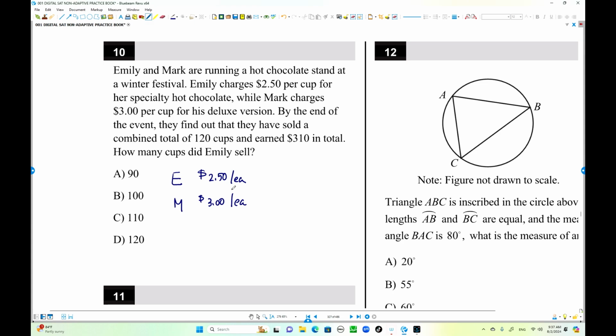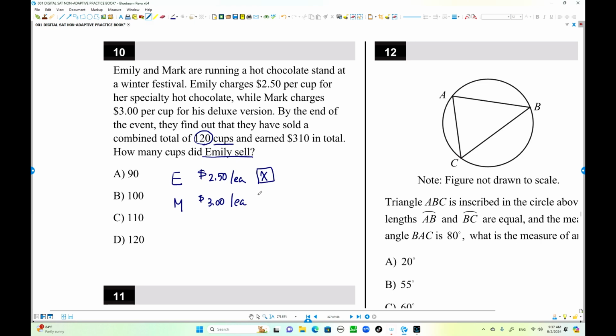DSAT math questions, okay? This is kind of a system of equations. You can use 2 variables or 1 variable, that is okay too. Possibly, if you can express it with 1 variable, that is better, to save time. Okay, total number of cups they sold is 120 cups. But they're asking you to find the number of cups Emily sold. You can use x to find this value.